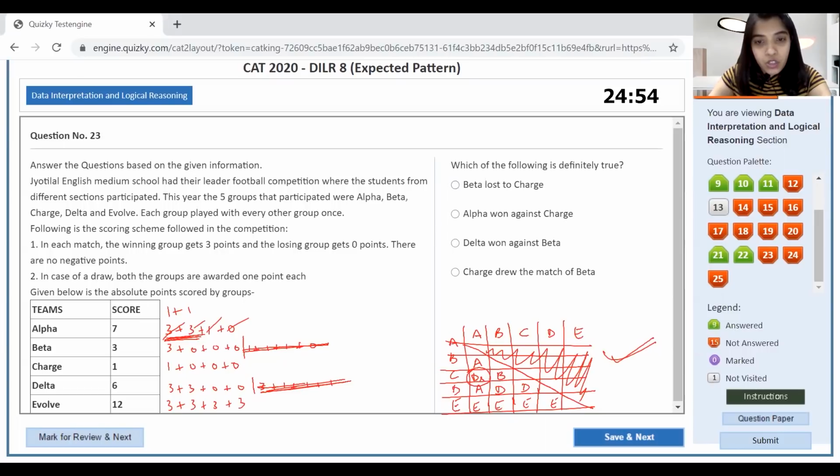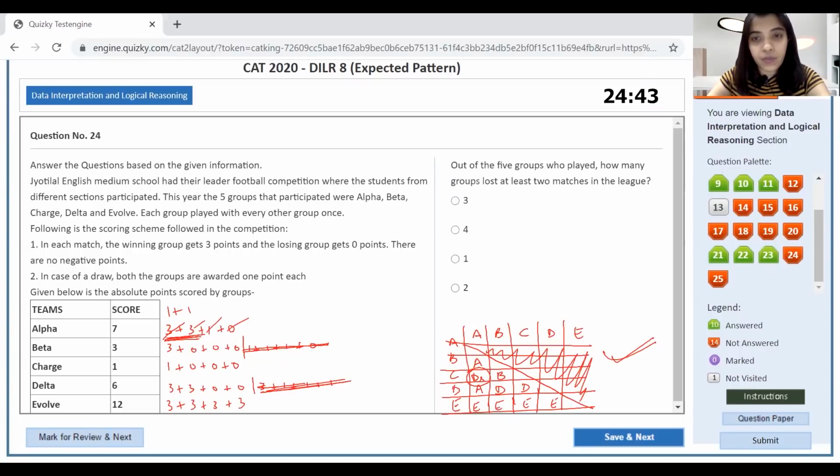Definitely true: Beta lost to Charlie. Did Beta lose to Charlie? No. Alpha won against Charlie? No. Delta won against Beta. Delta, Beta, yes. Charlie drew the match with Beta? No. So this is the answer.